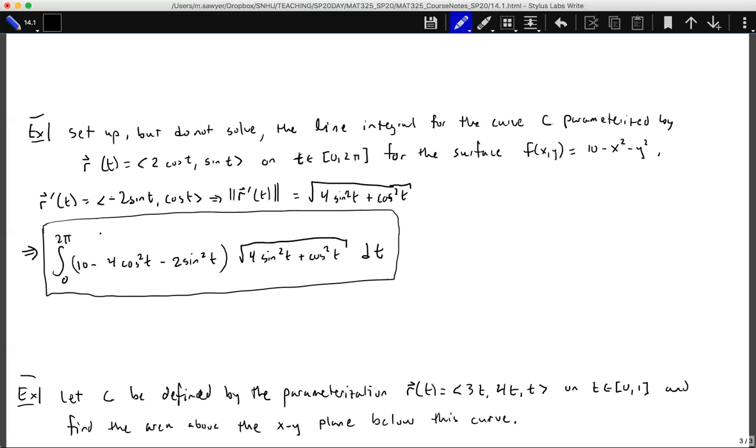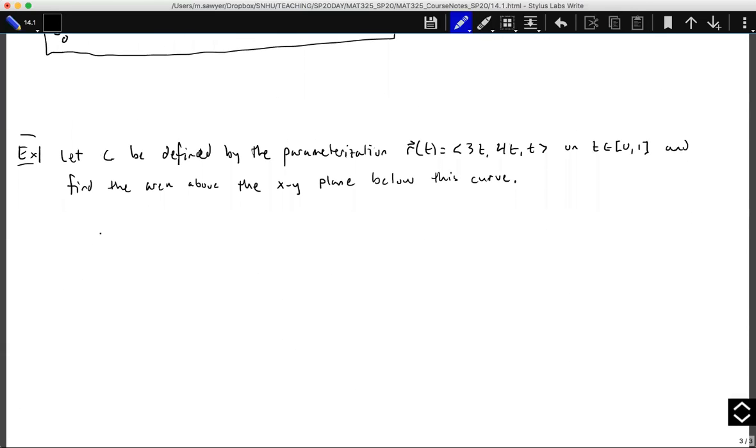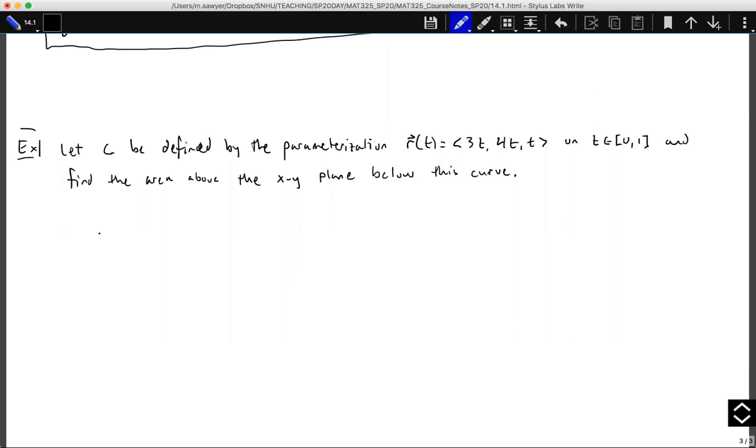And then one more example, let's let C be defined by the parameterization r of t equals 3t, 4t on the interval t equals 0 to 1. We're looking for the area above the xy plane below this curve. When we're looking for the area above the xy plane, we're letting our surface f of x, y be equal to 1. That's a key point here.